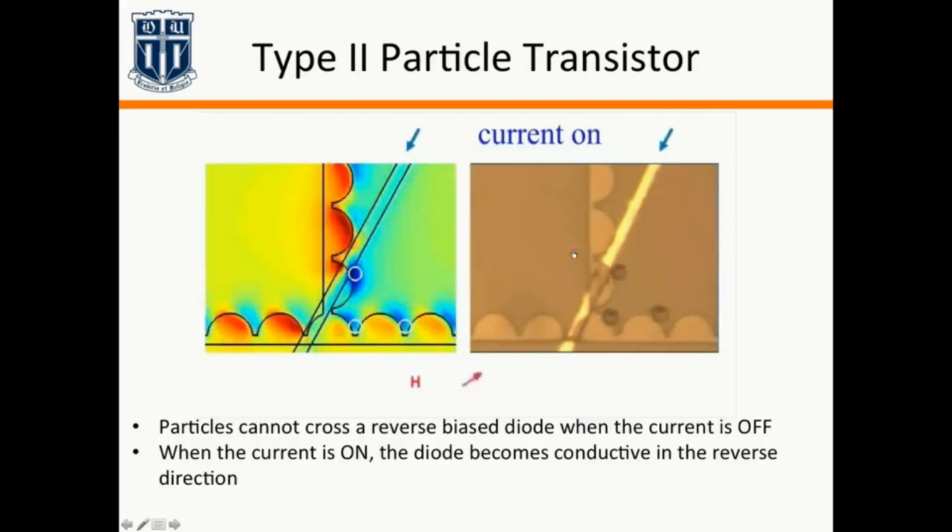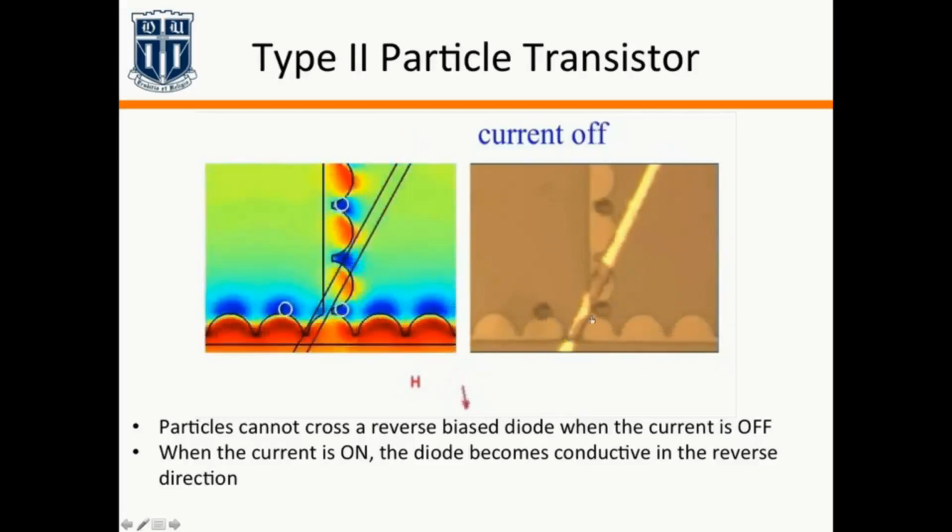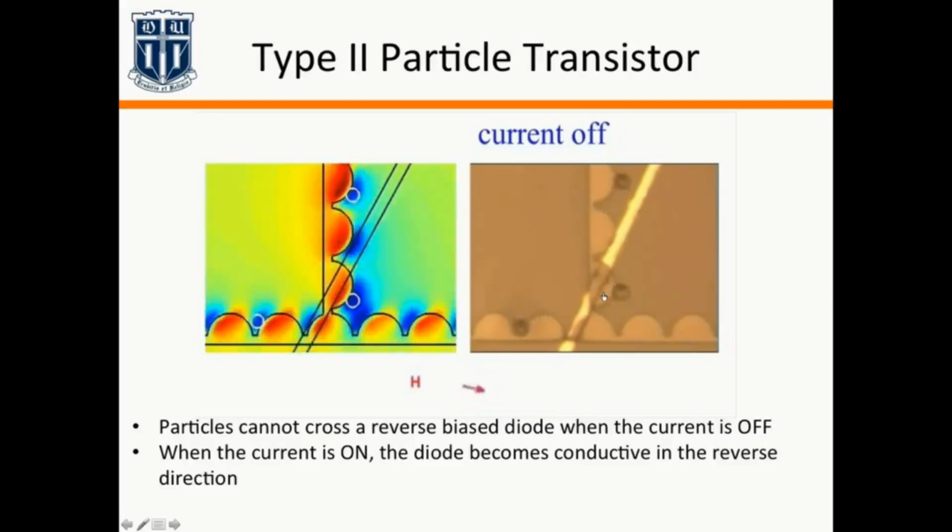So in this example, the first bead we did not turn the current on, the second bead we did, it jumps out, and the third bead we didn't.